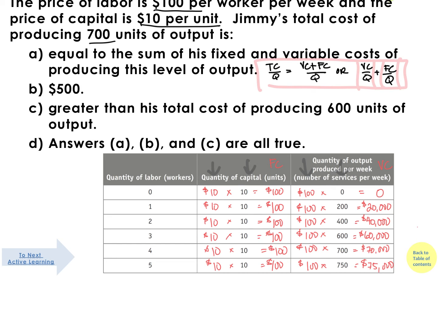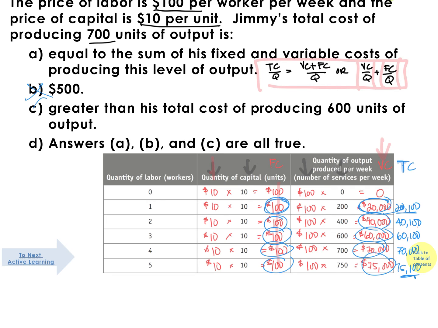I've calculated the fixed cost by looking at the price times quantity, and I've looked at the variable cost by looking at price times quantity. Now we just need to add them together. And we just need to add the fixed cost to the variable cost to get our total cost. And B is not correct.